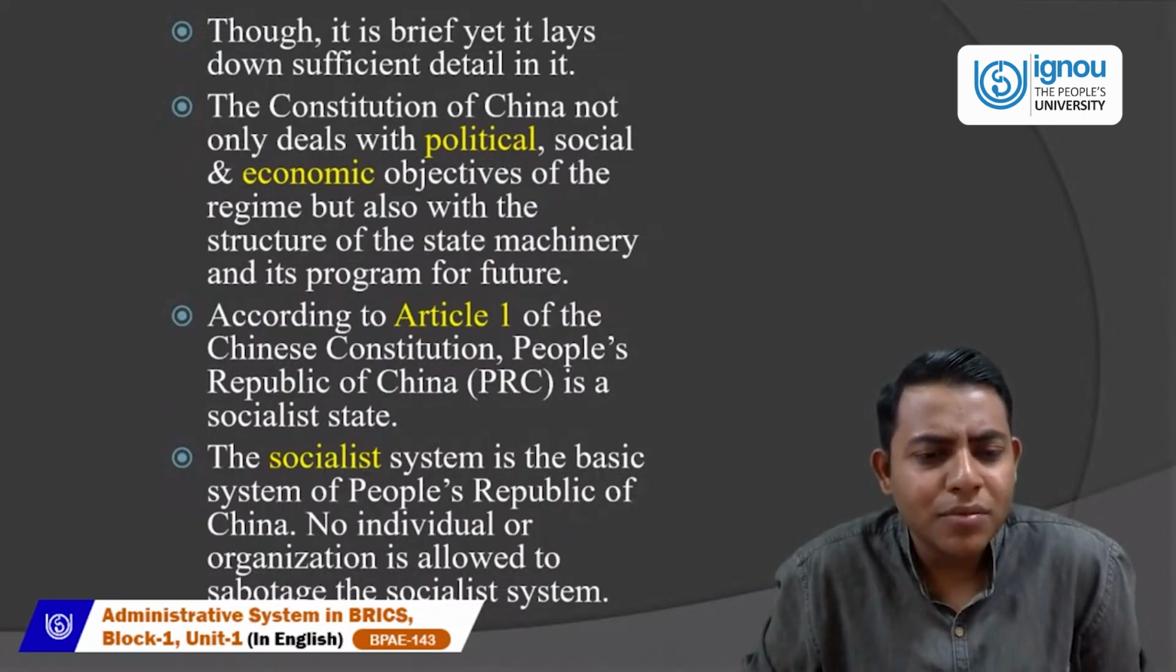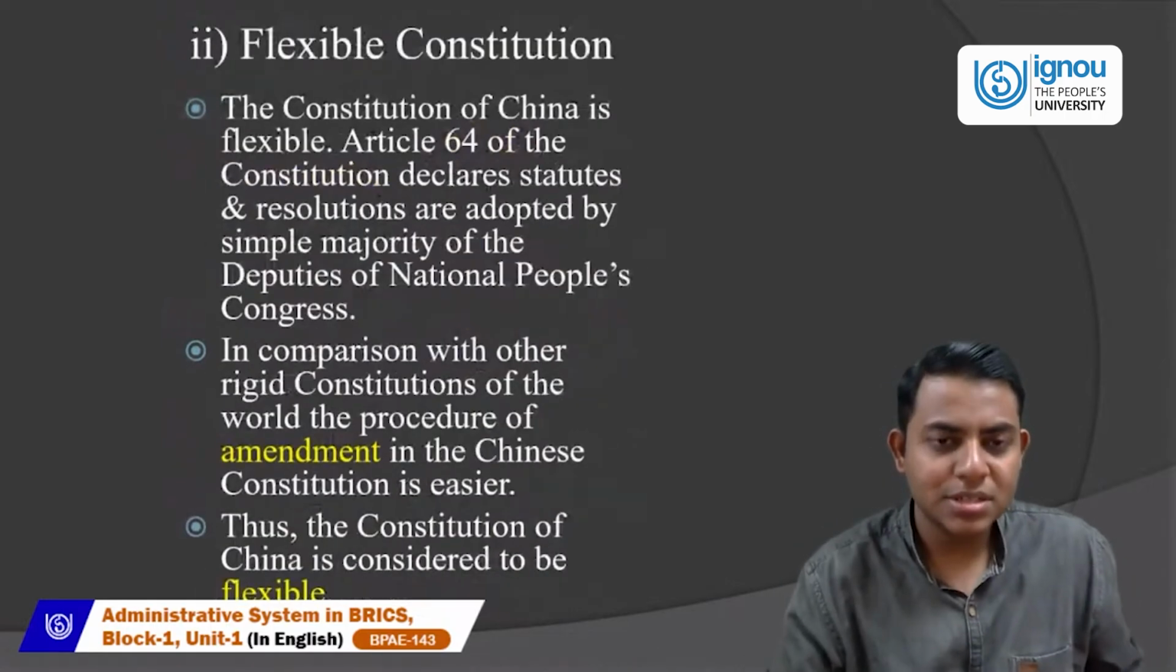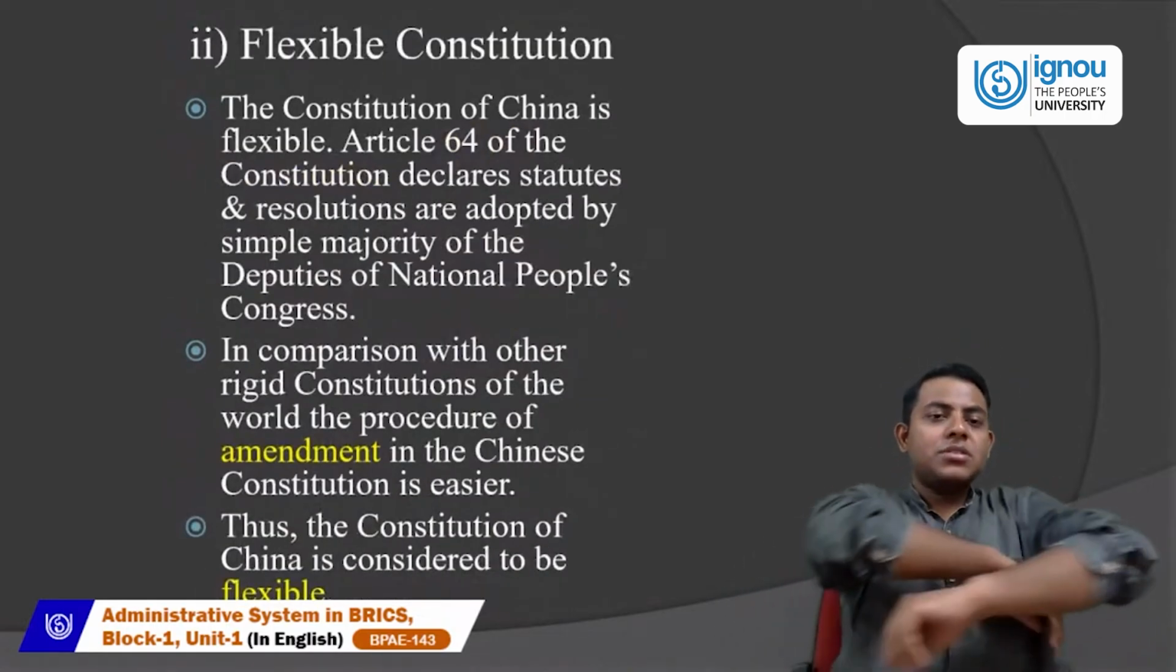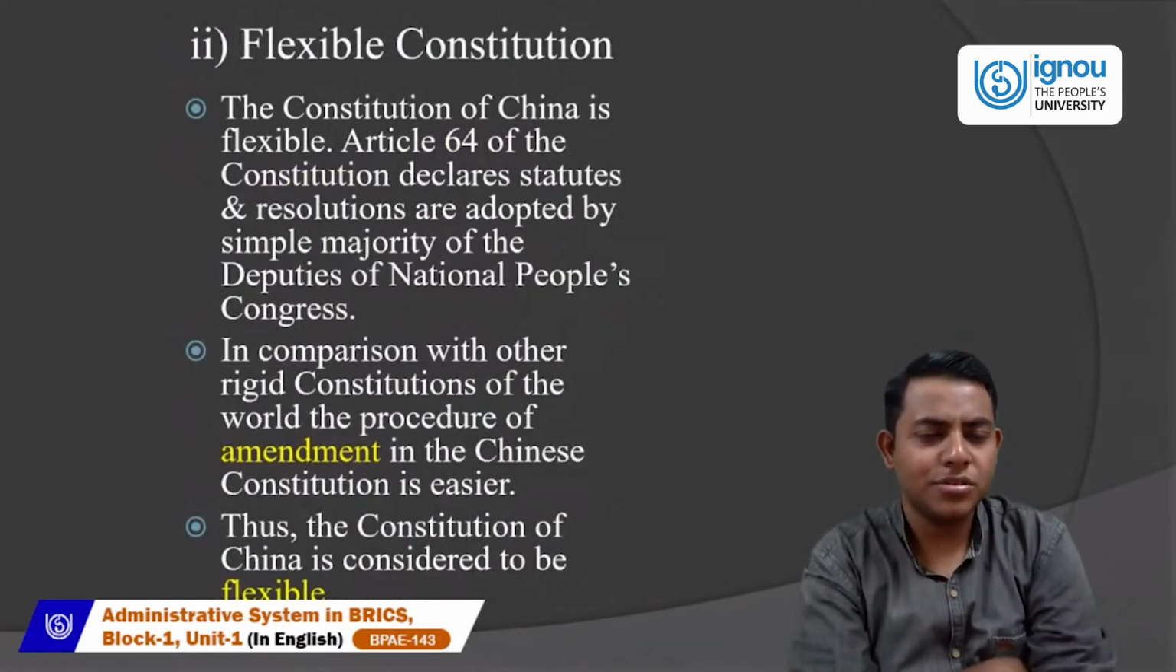According to Article 1 of the Chinese Constitution, the People's Republic of China is a socialist state. The socialist system is the basic system of the People's Republic of China, and no individual or organization is allowed to sabotage the socialist system. And the Constitution of China is a flexible constitution.